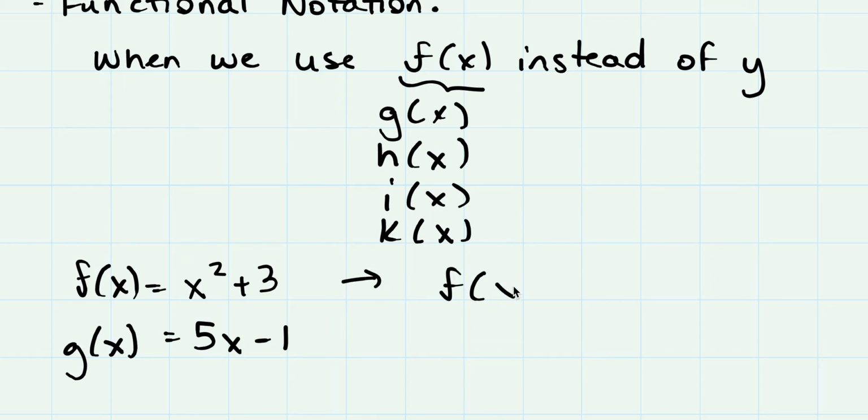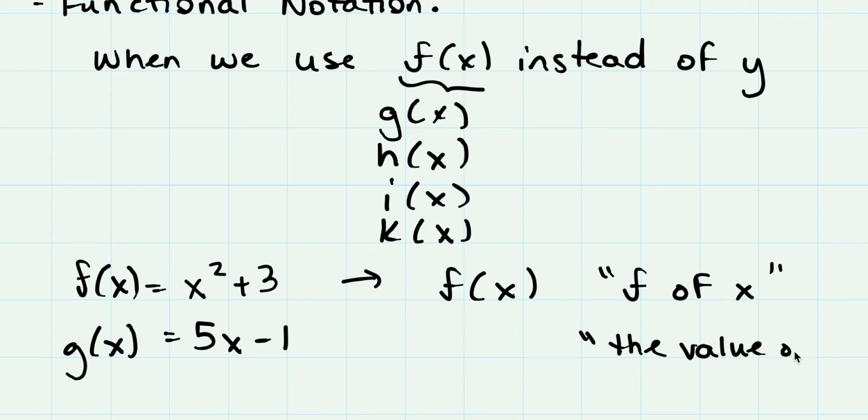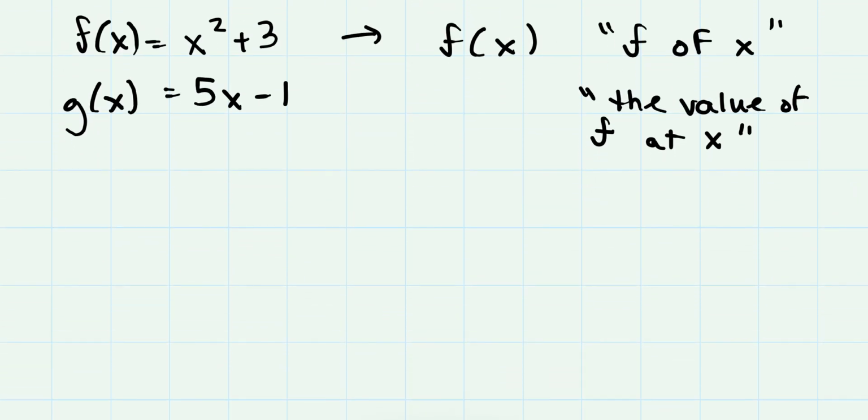Now you heard me pronounce it, but I'm going to write down how we pronounce this. So f of x, we say f of x. That's what you're going to hear me say 99% of the time. But what it means is the value of f at x. So we're plugging in a particular x value and we're going to get our y value, which is the value of f. Okay, let's look at some examples.